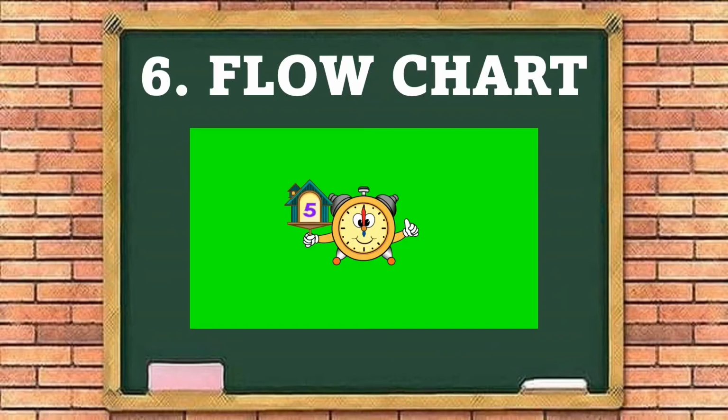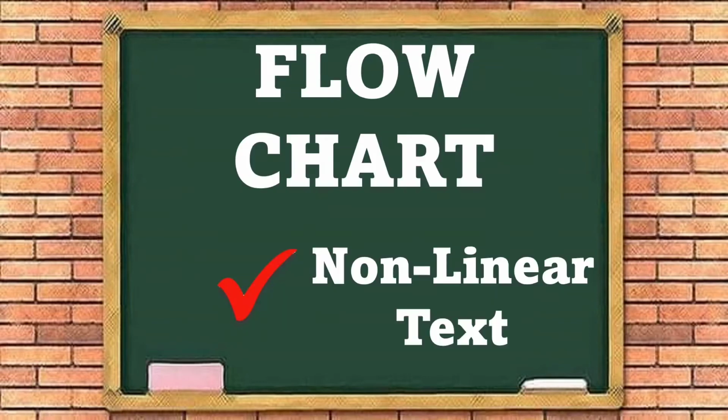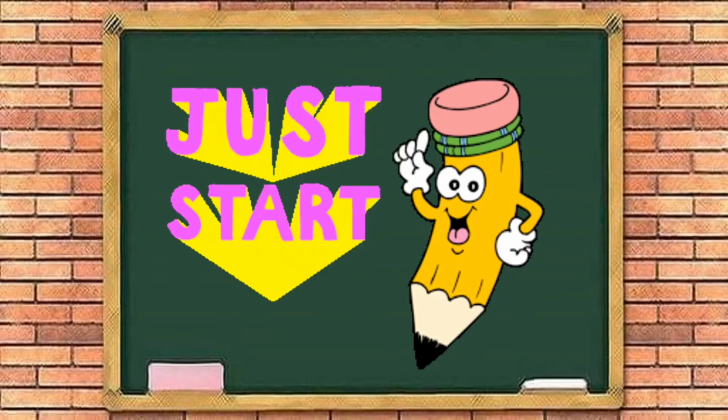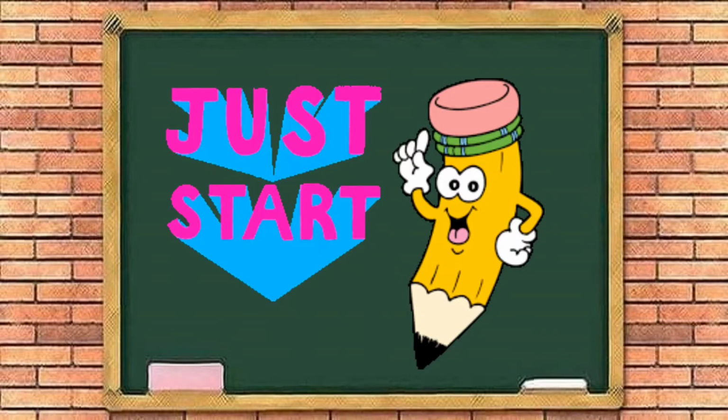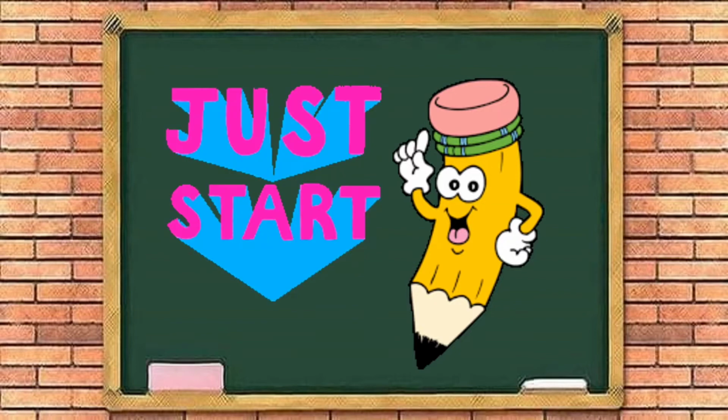And lastly, number 6. Flowchart. Wow, that's great. Flowchart is an example of a nonlinear text. If you got 4 out of 6 in this activity, it was a great start. And you will find out more about linear and nonlinear texts as we go on to our discussion.